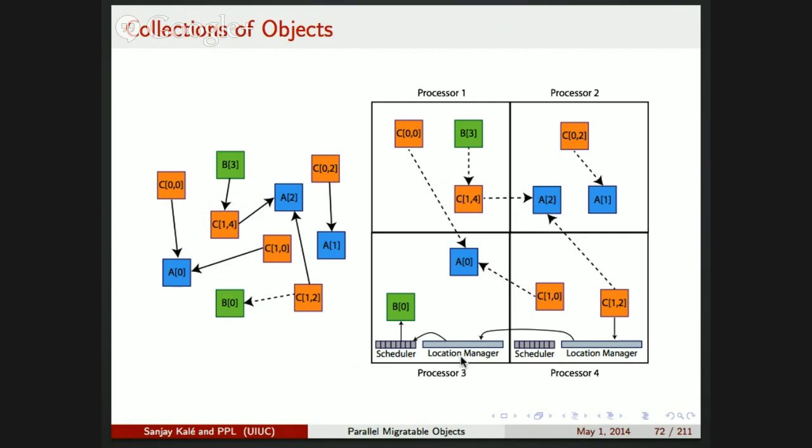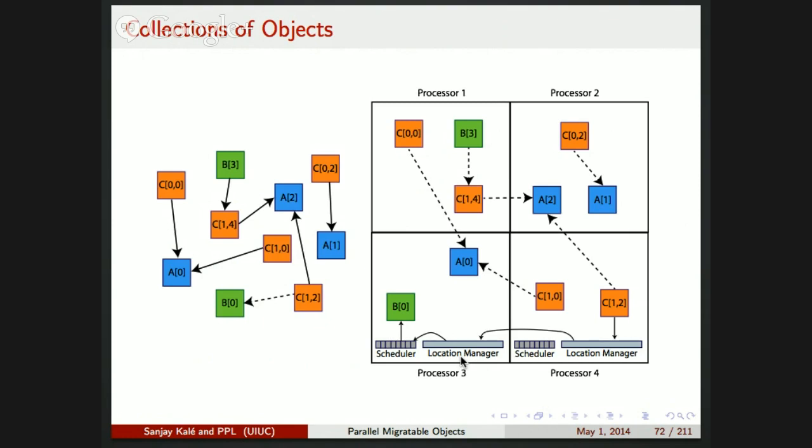So here is just an example to kind of drive the point home. We have multiple different arrays. We have our C array here, which is two-dimensional. We have an A array here, which is dense. We have A0, A1, and A2. We have a one-dimensional B array that's sparse. We only have elements 0 and 3. The C array is also sparse, it looks like. And so these elements are all going to communicate with each other in some fashion. C elements are going to communicate with A's and B's. And the runtime system can manage how these are going to go onto processors without you having to worry about it.